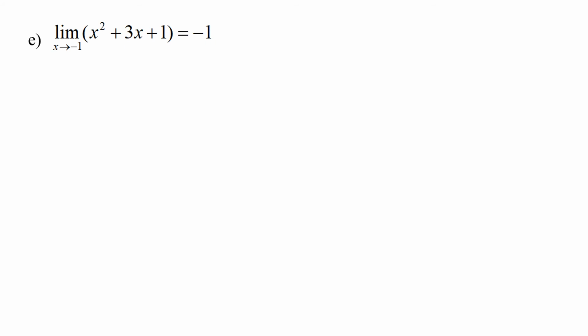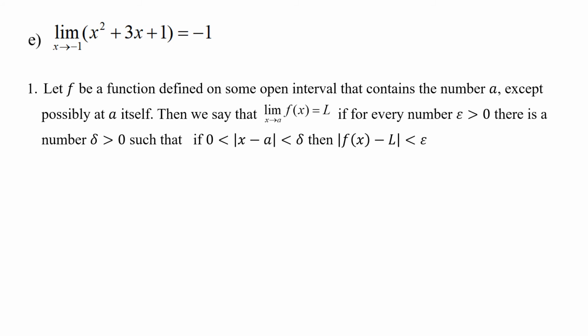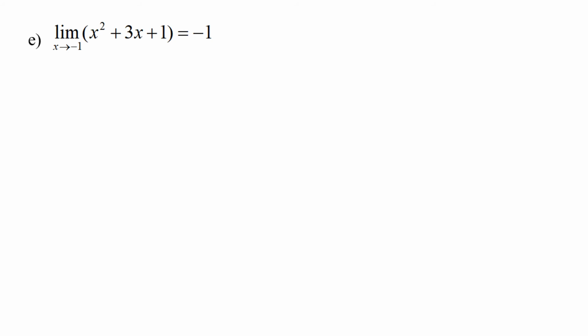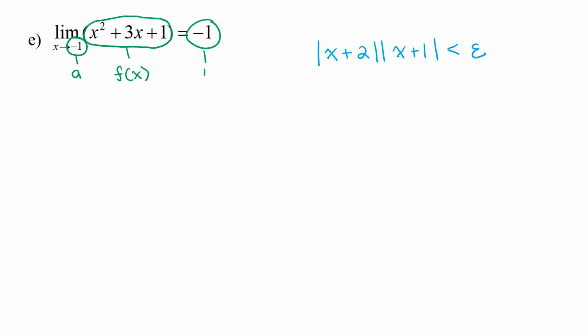Now we want to use the precise definition of a limit to show that the limit as x approaches negative 1 of x squared plus 3x plus 1 is equal to negative 1. The first thing we'll need to do is state the precise definition of a limit, which I won't read through in order to save some time, because these problems are a little bit long. Now we need to show that if-then statement at the end of the precise definition of a limit. So here our a is negative 1, our f of x is x squared plus 3x plus 1, and the limit we're approaching is negative 1.